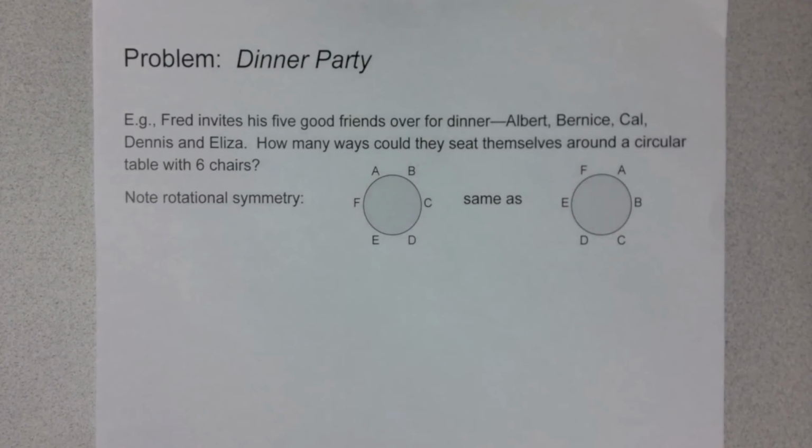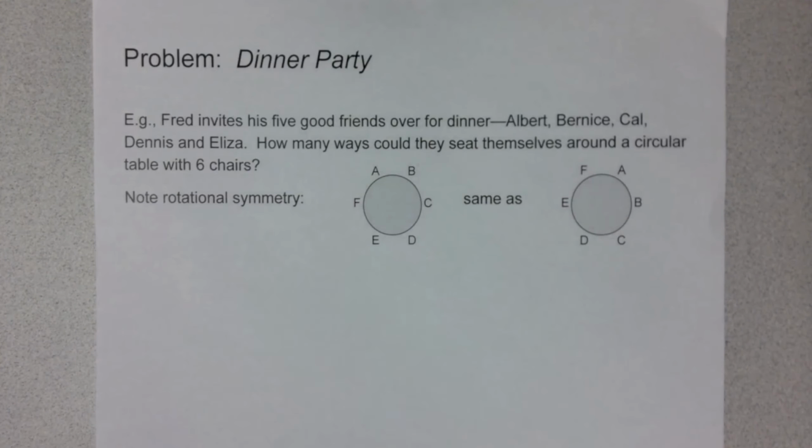Okay, so the solution or strategy is to overcount on purpose. And the number of permutations is normal, 6 factorial ways. Permutation without replacement.